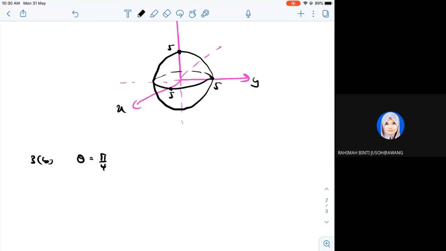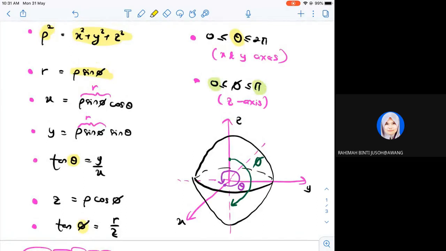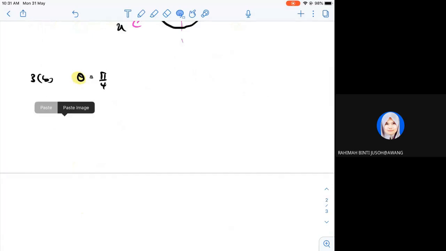So in this case, guys, which formula do we need to use when theta is involved? We have many formulas here: 1, 2, 3, 4, 5, 6, 7, 8, 9, nine formulas. Which one? Of course we use this formula, the tangent theta. So we have tangent theta equals y over x. Therefore, tangent pi over 4 equals y over x.